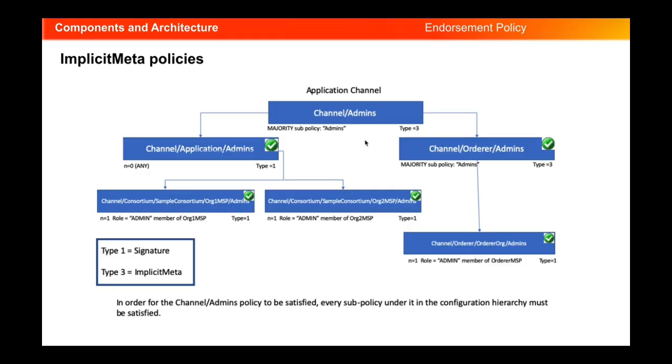In the previous section, I also told you that an implicit meta policy also uses signature policy at its core. So this is the proof of it. As you can see, the leaf nodes are using signature policies, and implicit policy is used by the root nodes.